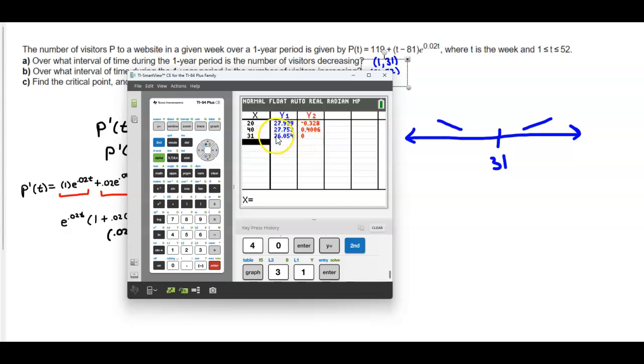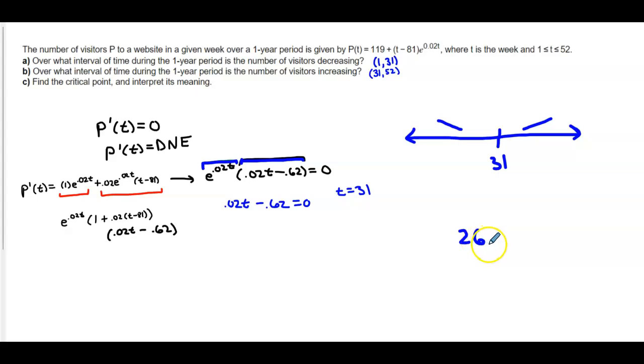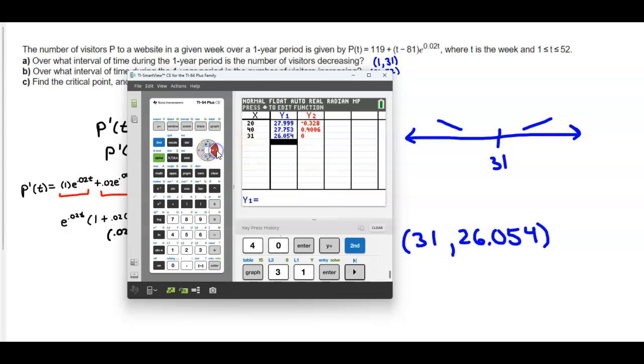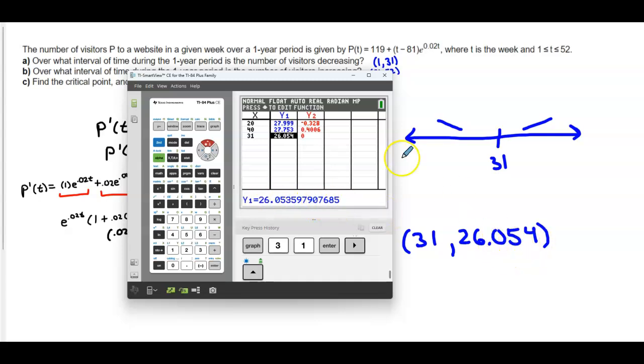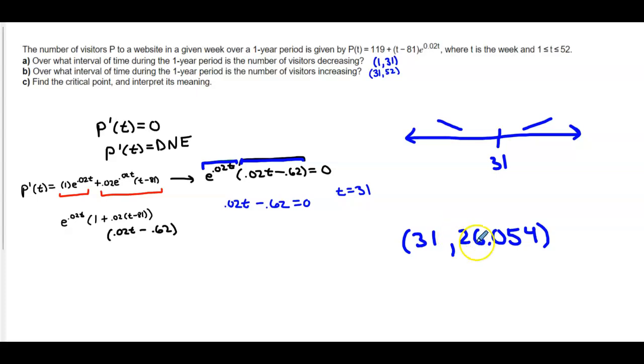But the function itself, the original function, has an output of 26.054. That is the number of visitors after 31 weeks. So this is the critical point. I believe the problem asks to round to 3 decimal places, but you could always, in the calculator, highlight the output there to get more decimals if needed. This is rounded to 3 decimal places here. So this is the critical point.